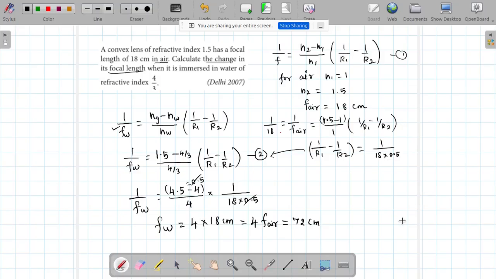So this is based on the relation between refractive index and focal length of a lens.